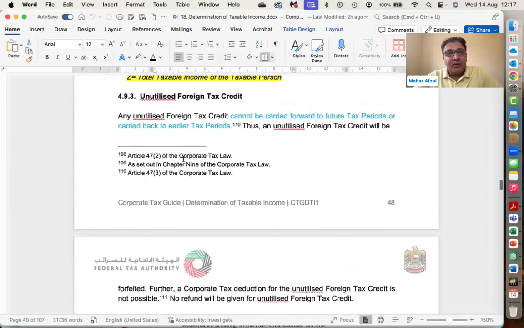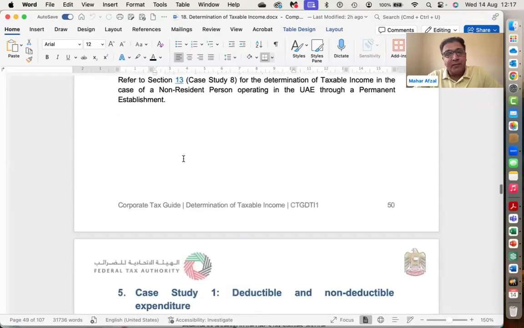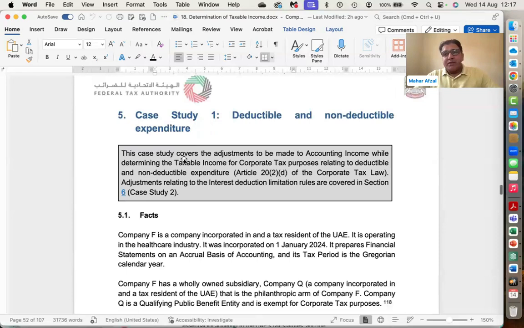Then they have given how to calculate the tax credit. You can go through this. Coming back to the case studies, we will be discussing them. As I mentioned, our focus will be on the case studies.